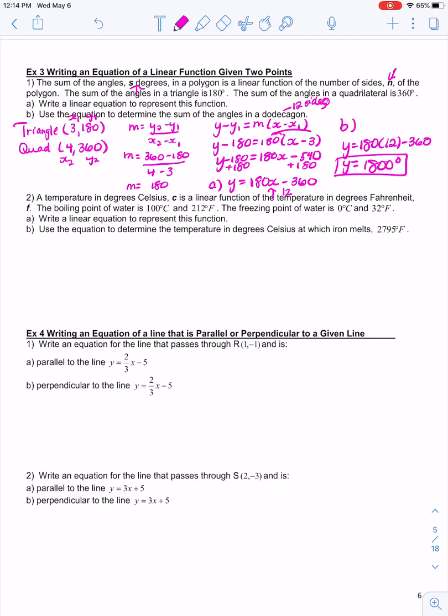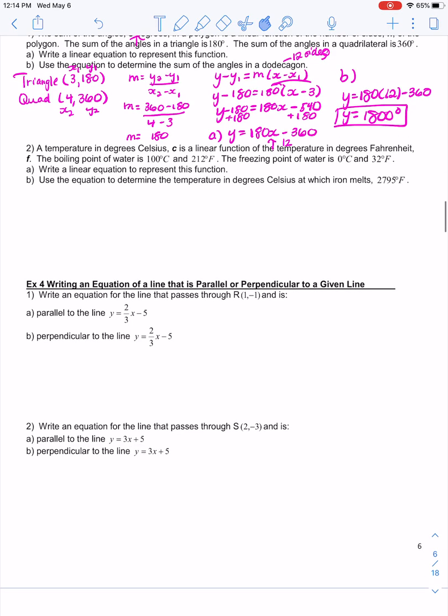Let's do 2 as well. A temperature in degrees Celsius is a linear function of the temperature in degrees Fahrenheit F. The boiling point of water is 100 degrees Celsius and 212 degrees Fahrenheit. The freezing point of water is 0 degrees Celsius and 32 degrees Fahrenheit. So we are going to split it up into degrees Celsius.